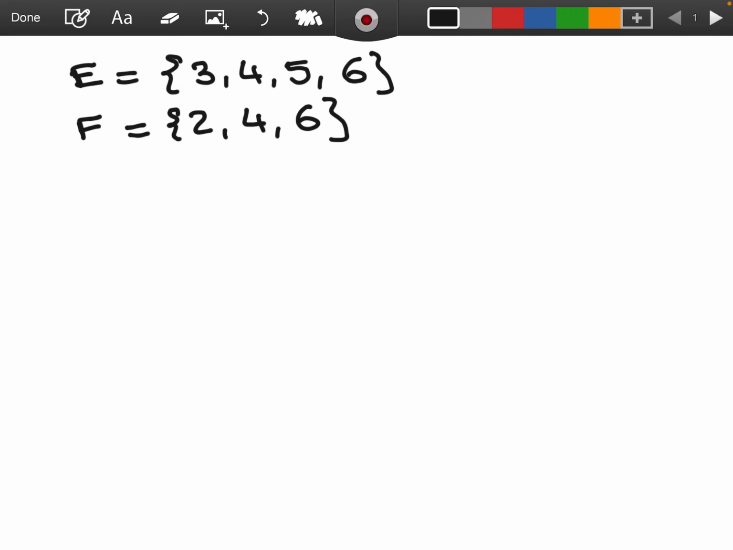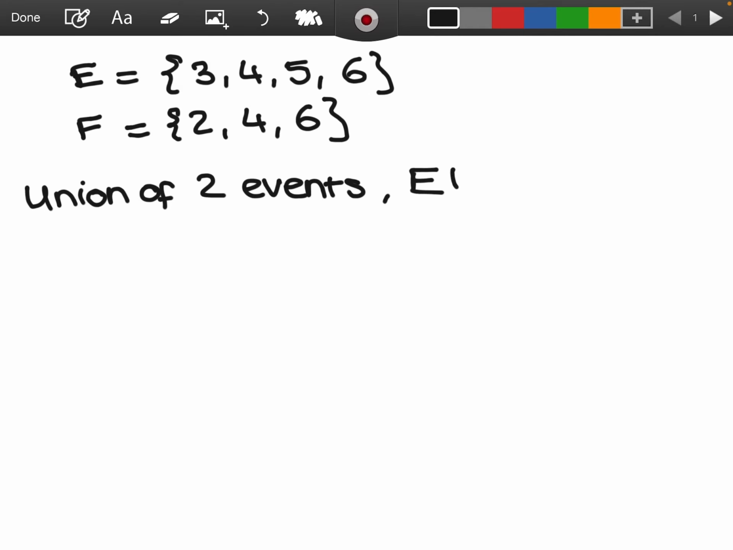The union of 2 events, which would be E union F, is going to occur when either E or F or both occur.